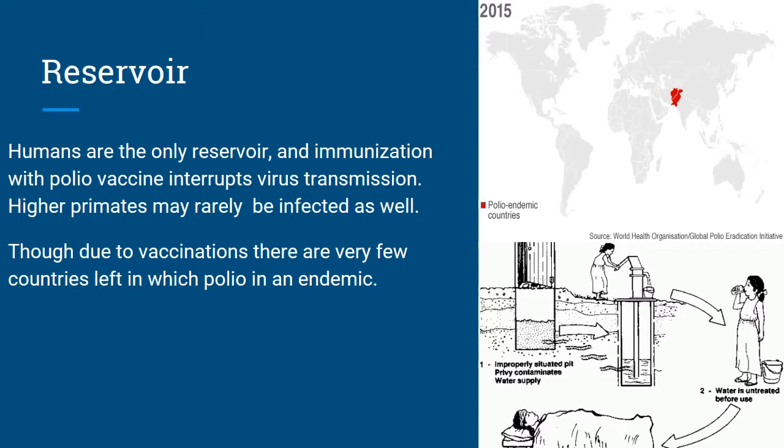Due to the efforts of many countries, there are very few places in which polio is still an endemic. If you look at the picture in the top right, you can see that only countries as of 2015 where polio is still an endemic are very few and concentrated around the Middle East. More specifically, to be aware of is that polio resides in human fecal matter, making anything contaminated with this a high risk for contracting the polio virus.